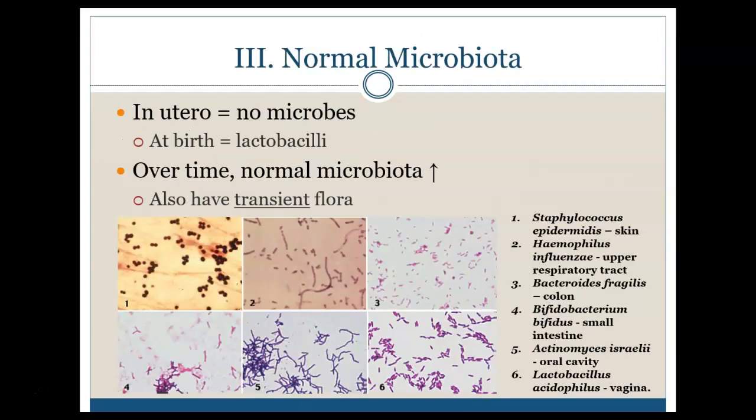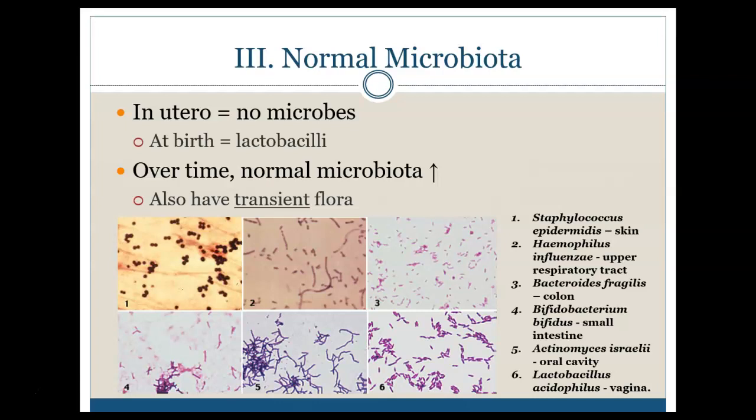We've talked before about normal microbiota or normal flora, and so just to review that a little bit, when a baby is in utero, there actually are no microbes involved, or they're not supposed to be anyway, but at birth, usually if it's a vaginal birth, then the first bacteria that someone would be exposed to would be lactobacilli, and then there are several others that they would be exposed to as well.